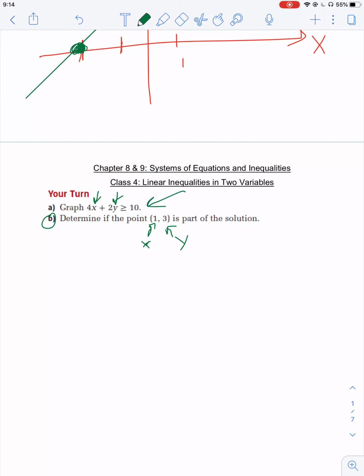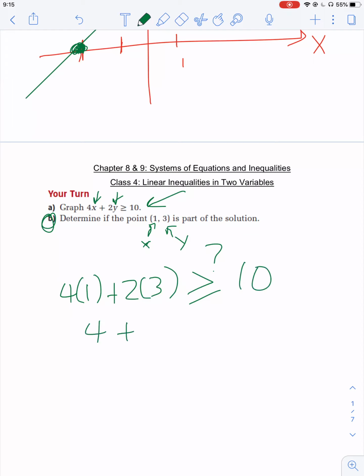Okay, so let's check. I'm doing part B first. So 4 times 1 plus 2 times 3. Is it greater than or equal to 10? I'm just going to put in a question mark. So 4 times 1 is 4, 2 times 3 is 6, and 4 plus 6 is actually 10. So is 10 greater than or equal to 10? Again, I'm putting a question mark on top because you have to answer this question. So is this true?